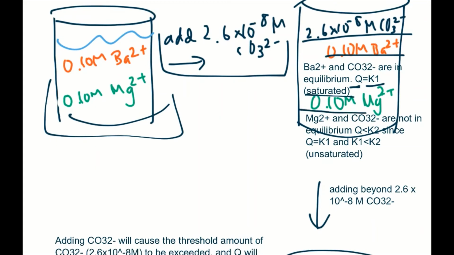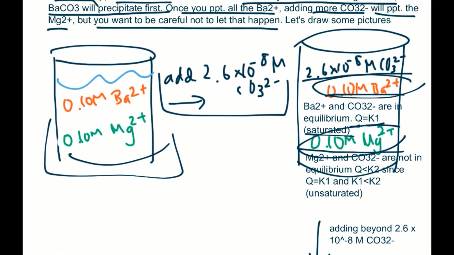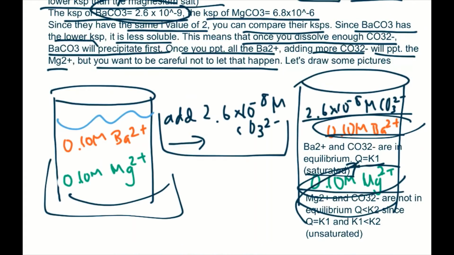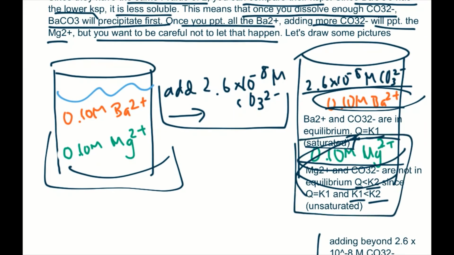Now what about the 0.1 molar of magnesium ions? Well, we know that the concentration of magnesium is equal to the concentration of barium, so that means that the Q for magnesium carbonate is going to be equal to the Q for the barium carbonate. But we know that the Ksp for the barium carbonate is less than the Ksp for the magnesium carbonate, so this must mean that the Q for magnesium carbonate is less than the Ksp for magnesium carbonate, which means that it will not be at equilibrium. So basically, don't worry about the other ion for now.